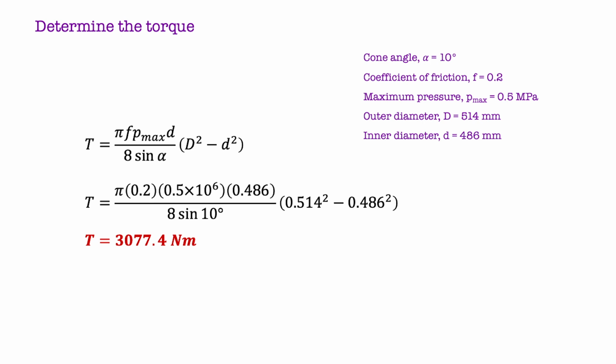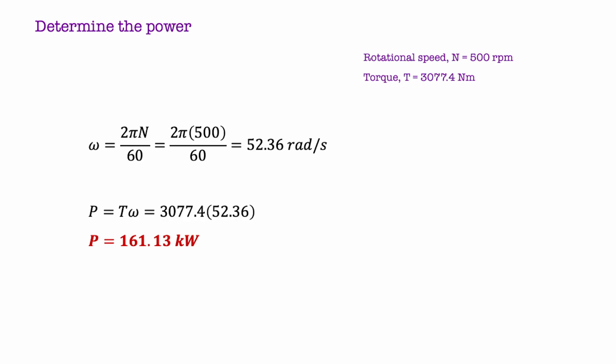Next, we use the torque formula from the uniform wear theory to determine the torque capacity. We substitute the values and we get T equals 3077.4 Newton meters. To determine the power, we convert the rotational speed N into omega and substitute the values into the power formula.